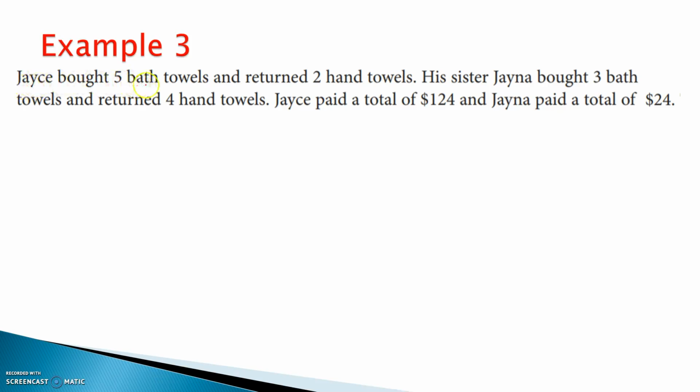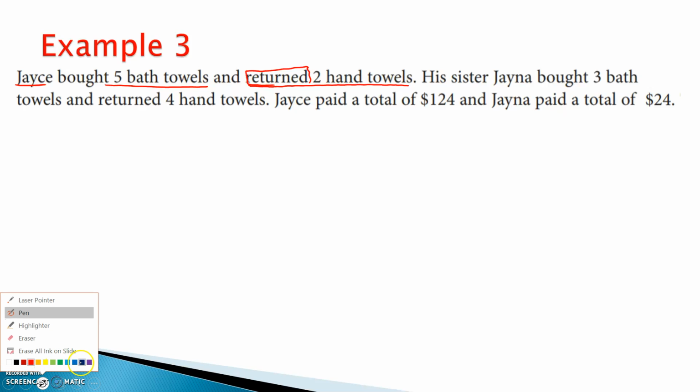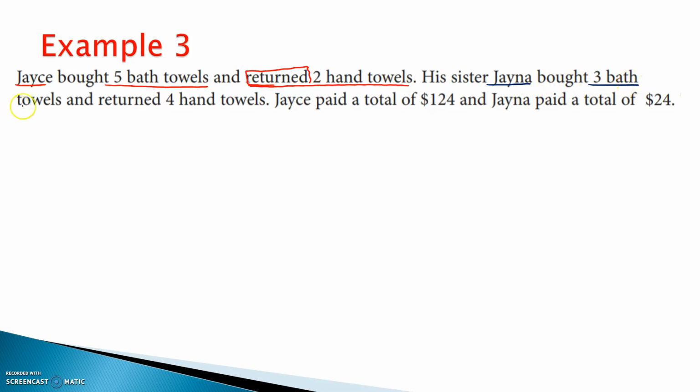Jace bought 5 bath towels and returned 2 hand towels. That word return right there is going to be very, very important. And then it says his sister Jaina bought 3 bath towels and returned 5 hand towels. Again, keyword here, return. That's going to play an important role in a second.